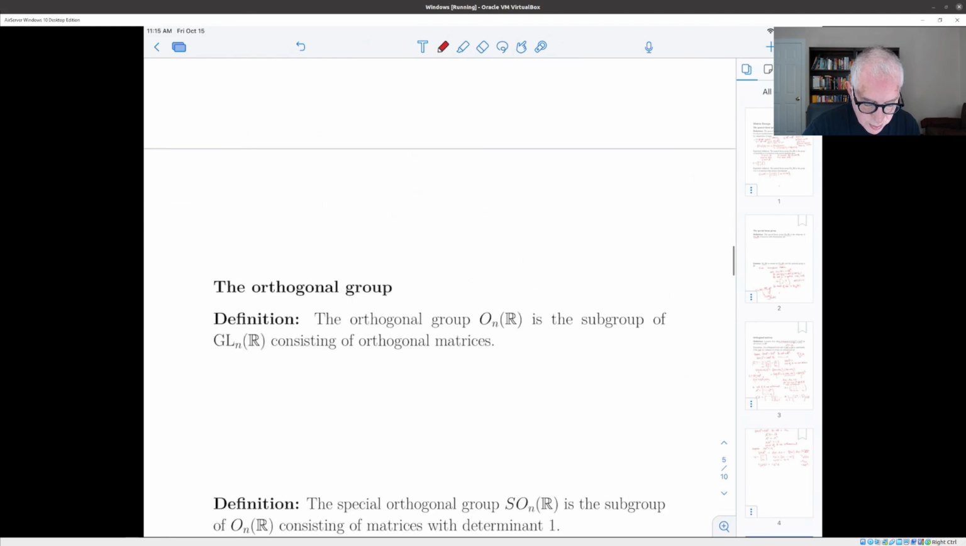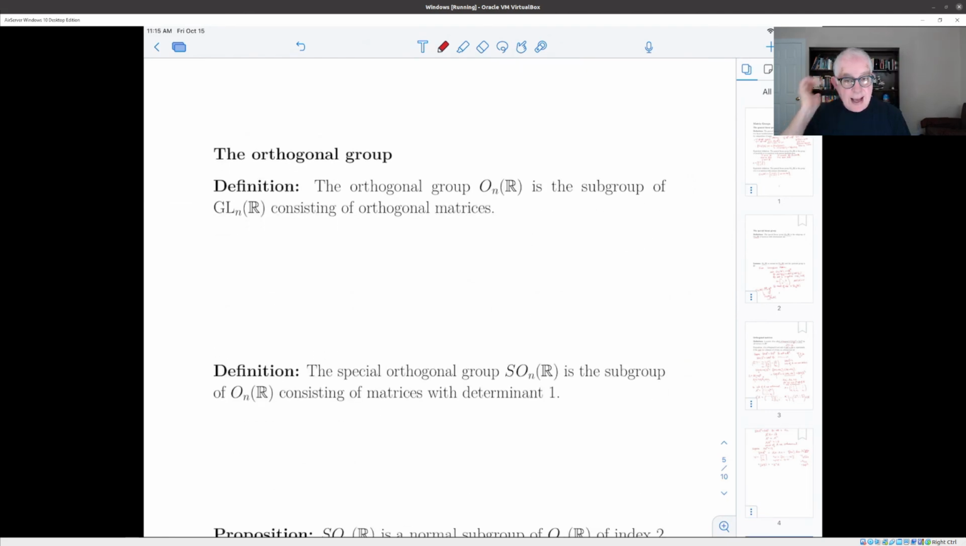Now we can introduce the orthogonal group, and for that we need to know that it's a subgroup of GL_n(R). We need to check that it's a subgroup. For that we know that the identity is orthogonal because I transpose is equal to I. We need to know that the product of orthogonal matrices is orthogonal.